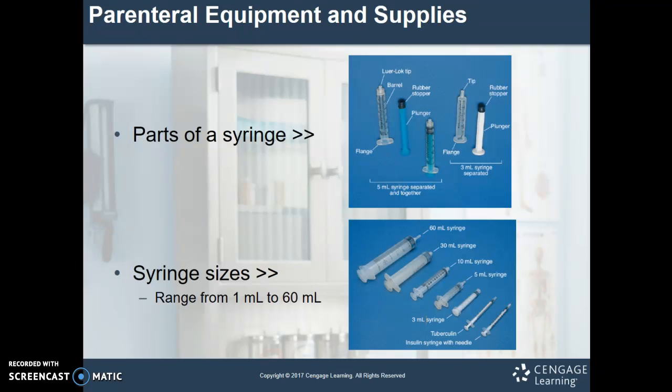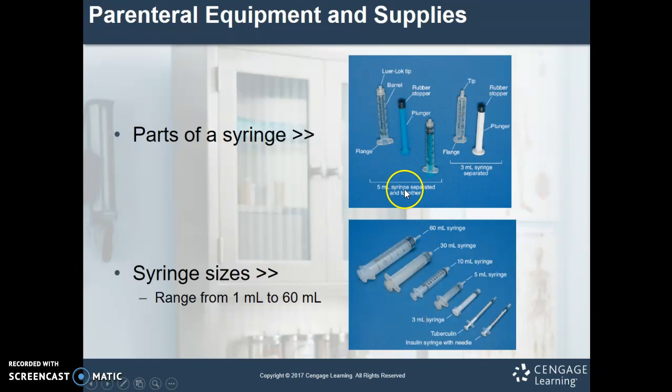So the top of the syringe where the needle screws on is the lower lock tip. It's got threads that the needle will screw directly onto if it's meant to be injected. If it's an oral syringe, it's not going to have that lower lock. The barrel of the syringe is the long part that has the measurements on it. The plunger is the part of the syringe that gets stuck into the barrel and pushes down the medication. You show them separately here and then together.